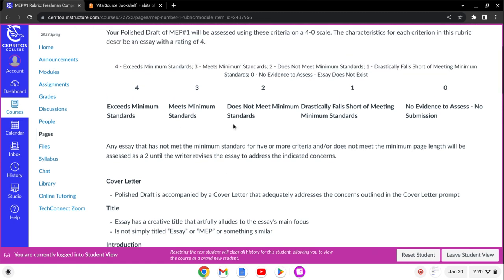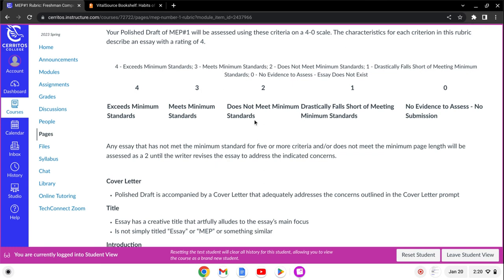Now, anybody has the ability to submit a revision. So even if a student's draft is a 3 overall, they still have the ability to revise it to try to exceed the minimum standards, to try to make it a 4, for example. Okay, so just want to keep that in mind. Everybody has the ability to revise, but if the essay overall is assessed as a 2, then that student will need to submit a revision in order to at least meet the minimum standards.